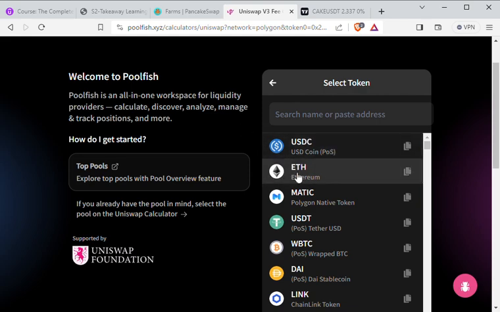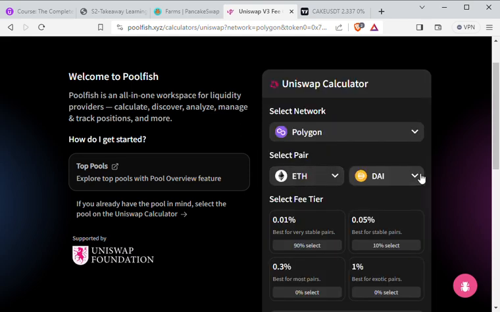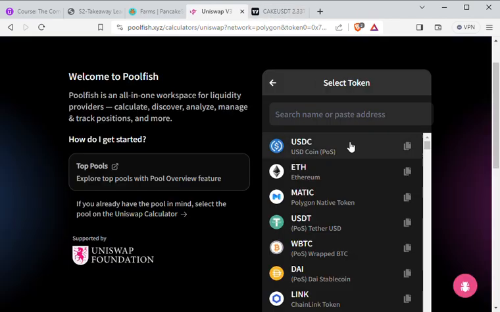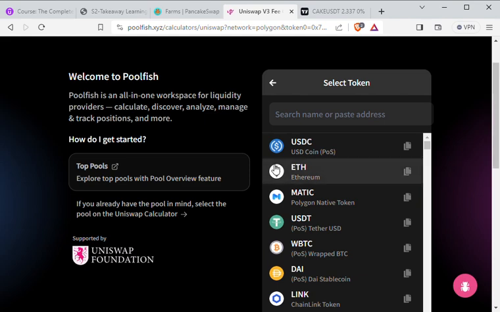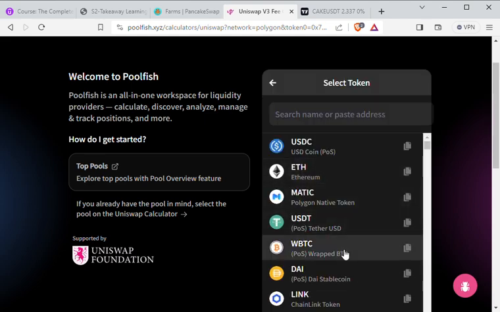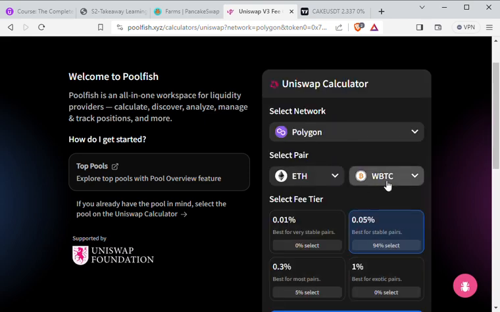Then we have something like a volatile to stable, which is ETH to DAI, ETH to USDC, ETH to USDT. ETH being Ethereum, being the volatile asset that we're working with in the volatile stable liquidity pools. And then we have a volatile to volatile, such as, not ETH to ETH, but ETH to WBTC, which is wrapped Bitcoin.